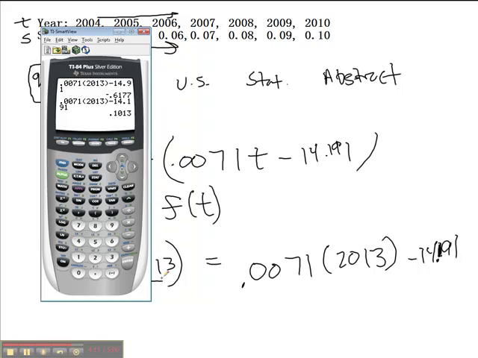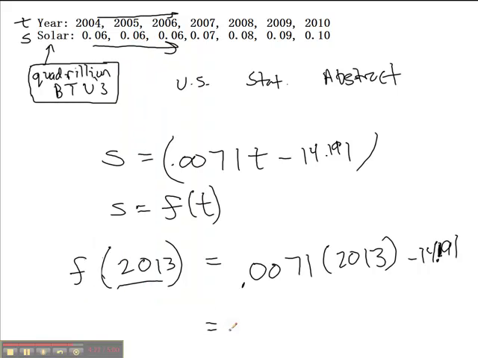And this tells me that I would expect about 0.1013 quadrillion BTUs to be generated, because my input is year, my output is BTUs. So input is year, output is BTUs. So if I put in 2013 for my input, my output becomes 0.1013.